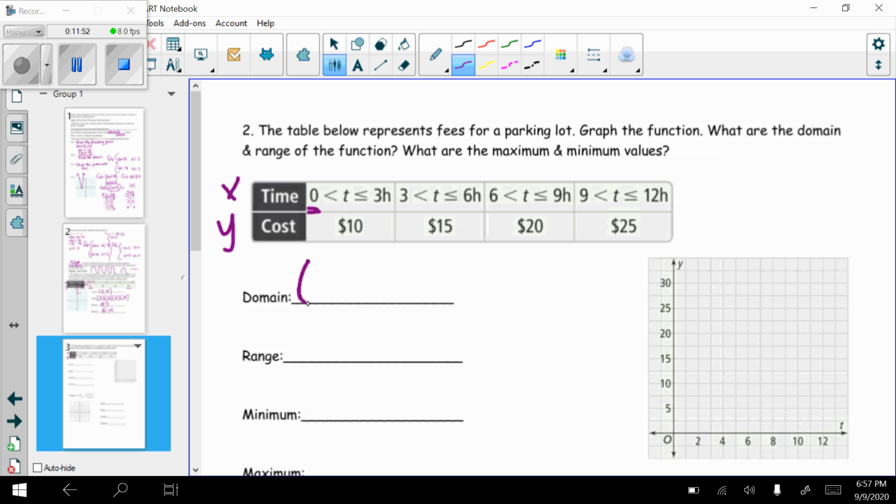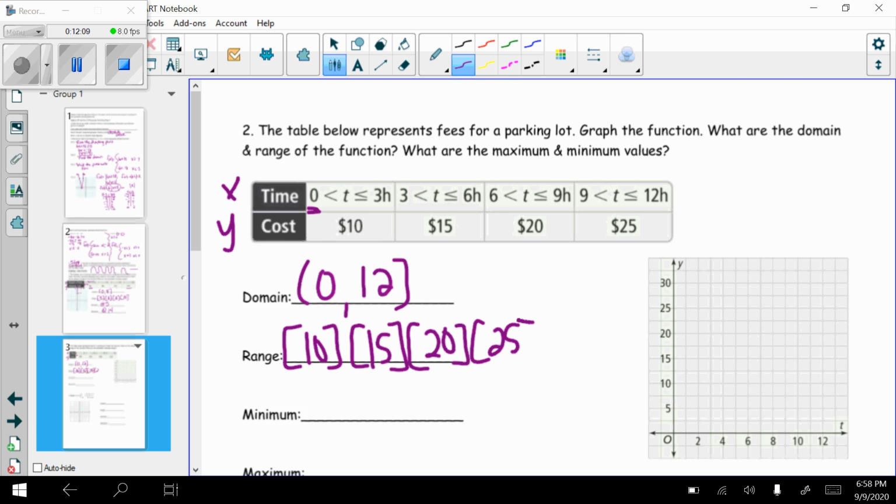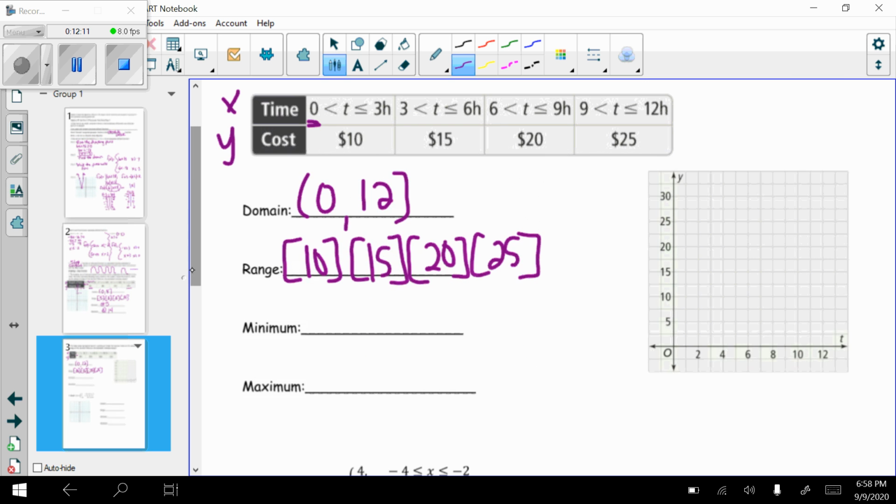So starts at 0, not included, so parentheses. I go all the way up to 12, which is included, bracket. My y's, I'm going to have a 10, a 15, a 20, and 25, all in brackets. My minimum is my smallest y value, so that occurs at 10. My maximum, my biggest y value, occurs at 25.